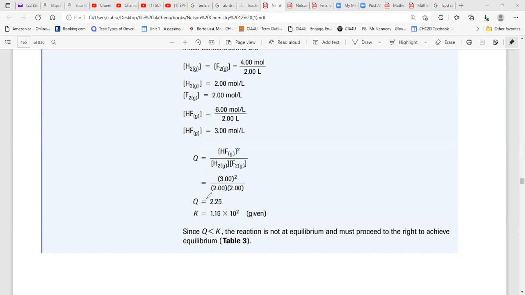You just compare the Q and K, right? So for Q, as you say, Q is less than K. Okay, so this is 1.15. Of course, K is greater, right? So since Q is less than K, you have to increase the value of Q. So to increase your product, you have to go forward. The reaction goes forward again.